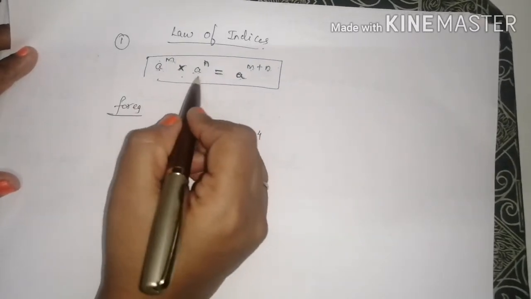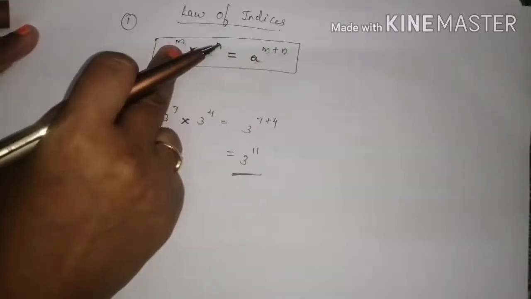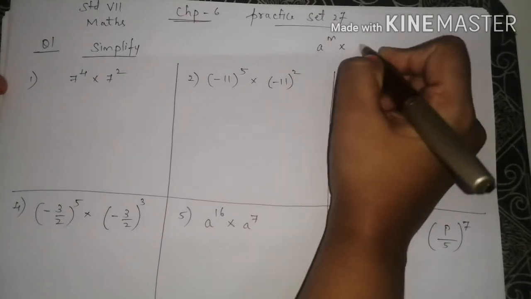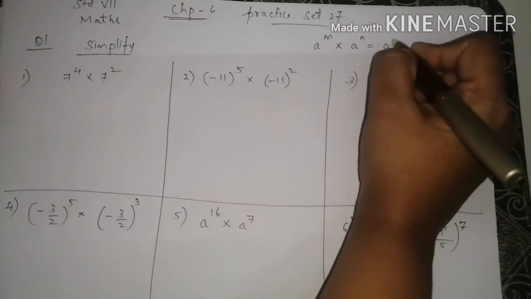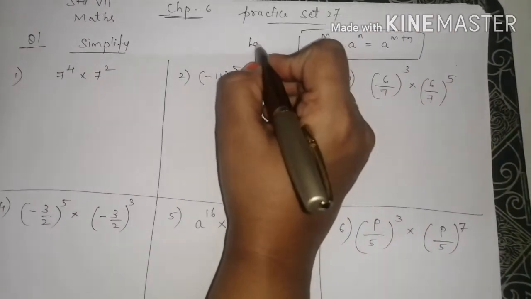So this is our first law of indices: a raised to m into a raised to n is equal to a raised to m plus n. This law we are going to use for practice set 27. So let's start practice set 27. It is based on this law. Remember this law. Learn these laws of indices. Very important.